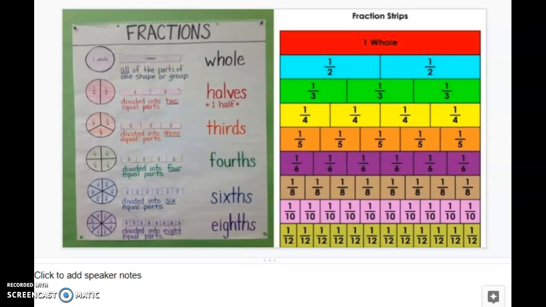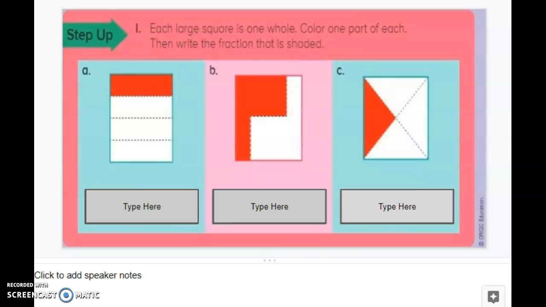And what you're going to do by yourself, which, oh, sorry, we've also looked at fraction strips before, so I put this in case it was helpful to you. All right, so today what you're going to do is you're going to look at each of these large squares, which are kind of more like rectangles in this case. You're going to color one part of each. It's already colored for you. Then you're going to write the fraction that is shaded. Now you're writing it in word form.